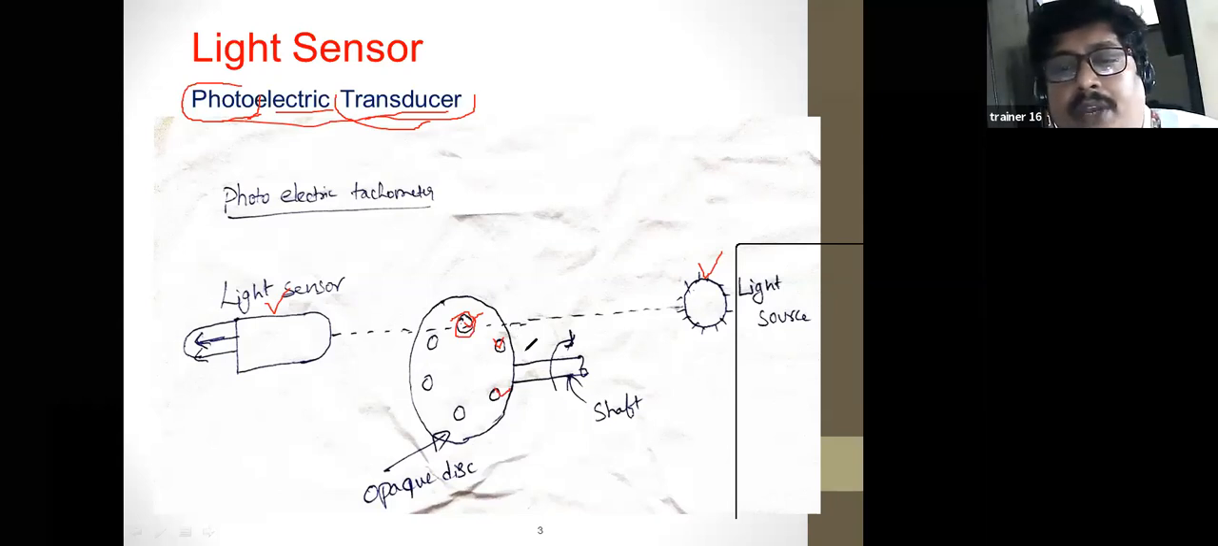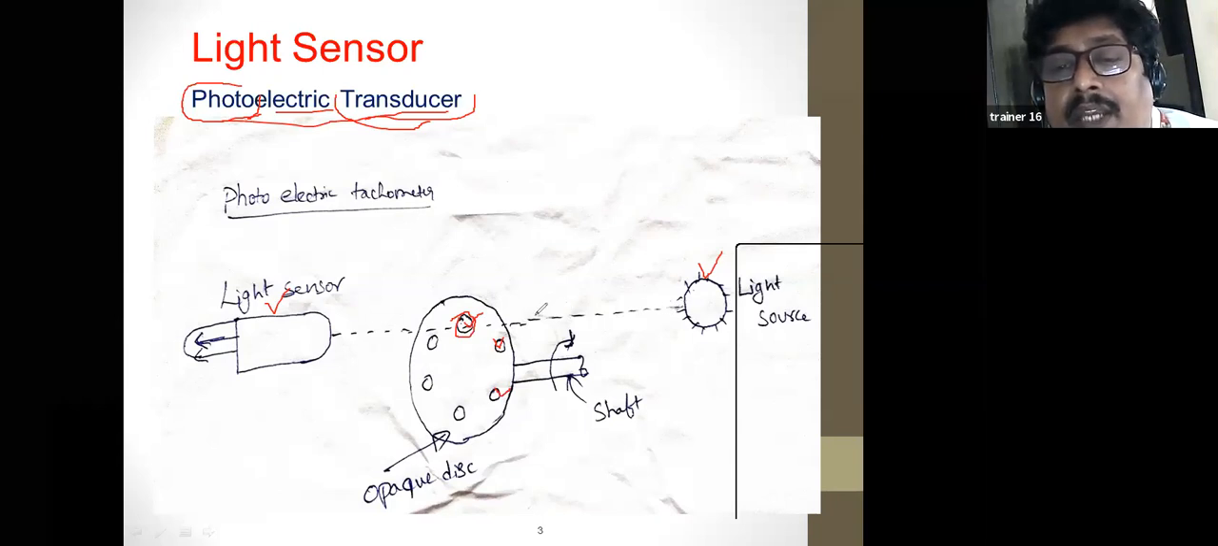So when the shaft is rotating, the disc is also rotating, because it is mounted on the rotating shaft. Then what happens here when the light source is incident on the rotating disc?